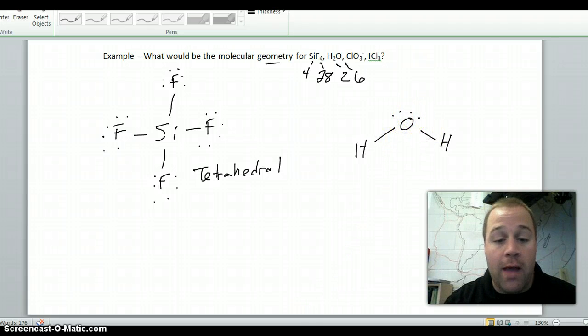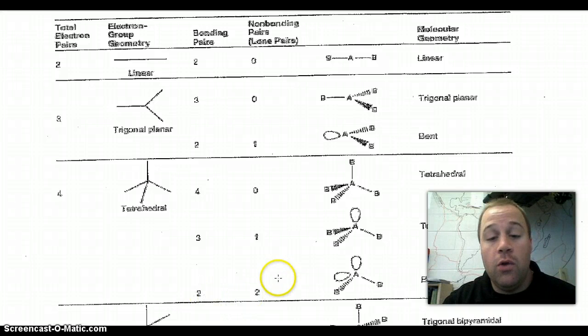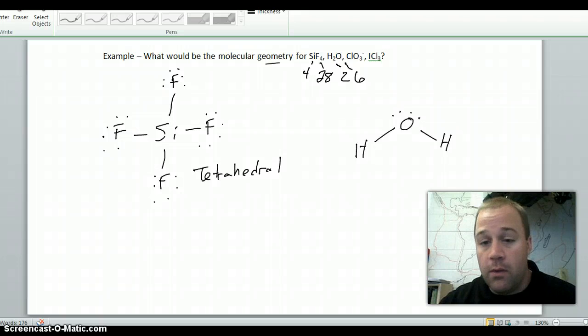So again, we're going to go back to our sheet. The nice part is, if you look over here on this left side, it says total electron pairs. So we know there are 4 because there's 2 bonding and 2 lone pairs. So we know to look in this section. 2 bonding, 2 lone pairs. Our shape is bent. So we can write that down for water.